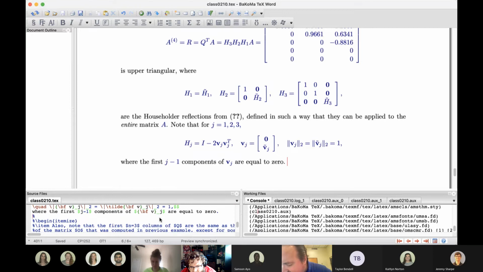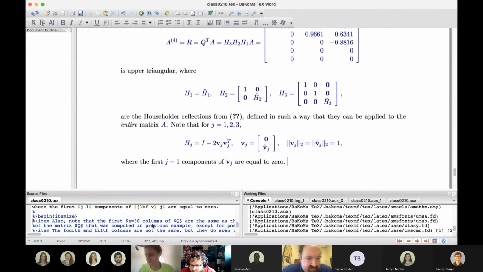So, any questions about what happened in this example? Or have I fried all your brains? In which case, I feel especially bad for those of you who are about to sit through PDE. All right.